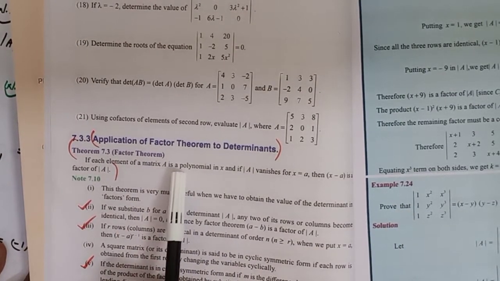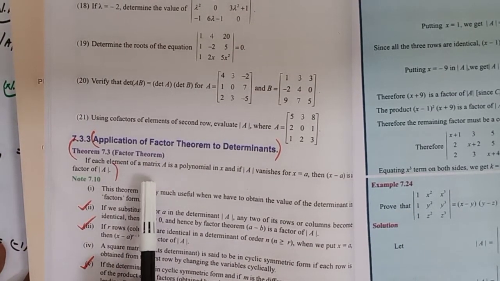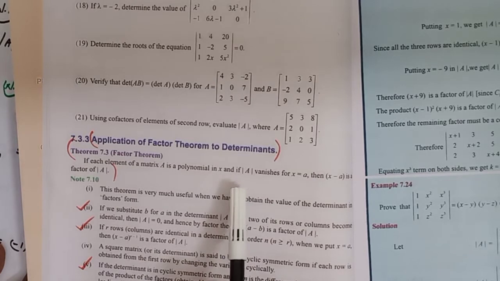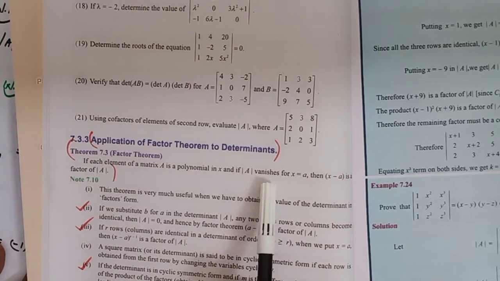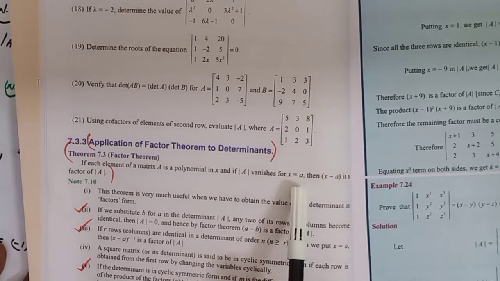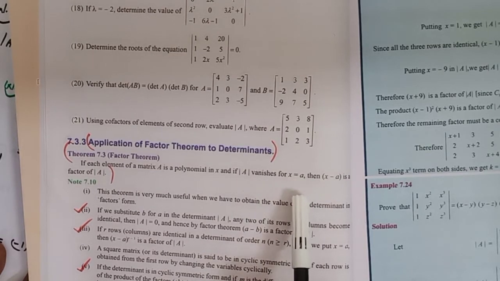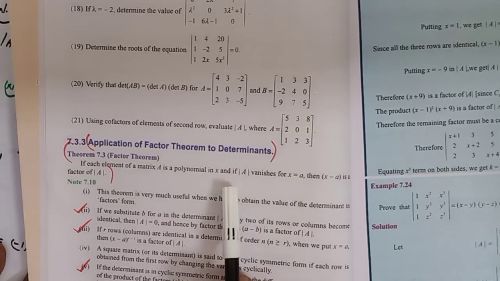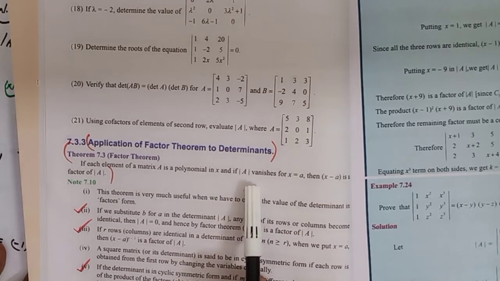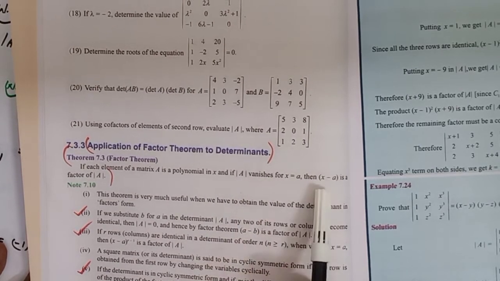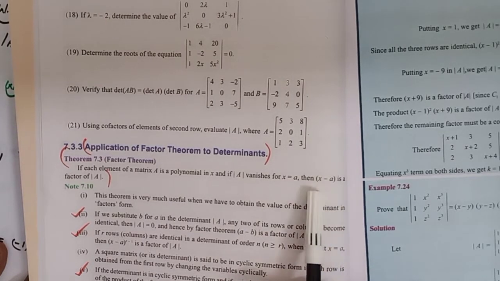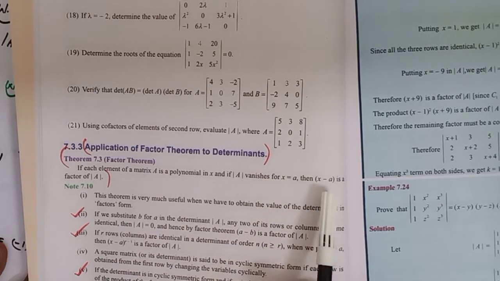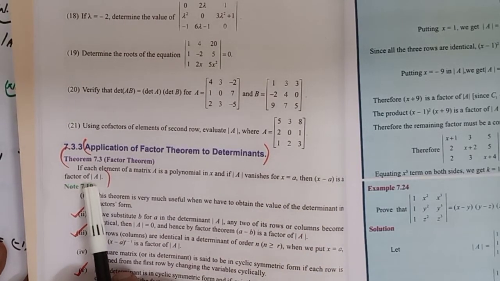Factor theorem, the statement here is: if each element of a matrix A is a polynomial in x and the determinant of A vanishes for x equals a, that means in the determinant, if we replace x by a and the determinant value is equal to 0, that is the meaning of vanishes, then we can say x minus a is a factor of the determinant of A. Plus a comes to the left hand side, minus a. x minus a is a factor of the determinant of A.